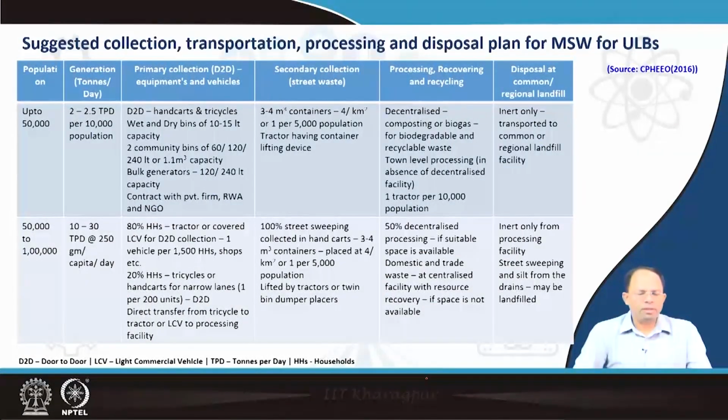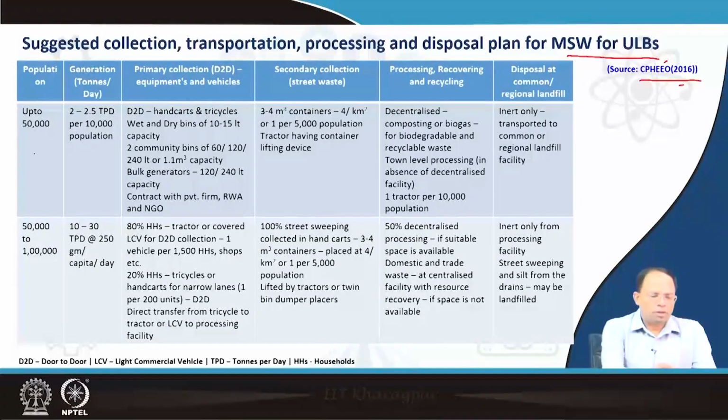Then coming to the suggested collection, transportation, processing and disposal plan for MSW for ULBs. This is again given by CPHEEO, and again, these are suggestions given. Either you plan your own system and do all the calculations on your own, or these are very crude suggestions which are given. But if there is a lot of difficulty in collecting data, or in manpower, to do this kind of calculations, at least to set up a basic system, you should follow this kind of rules.